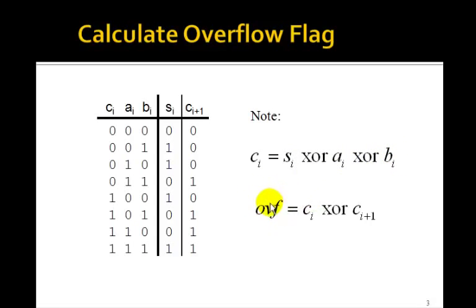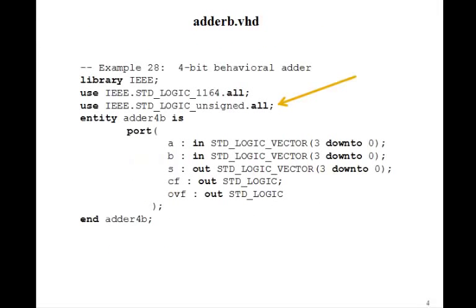And the overflow bit was just, in our case, C3 exclusive ORed with C4, or in general CI, the next to last one, exclusive ORed with the CI plus 1, the output. So this would be like C3 or C4, where this would be C3 in terms of S3, A3, and B3. So that's how we can get the exclusive OR flag. So let's write a VHDL program.